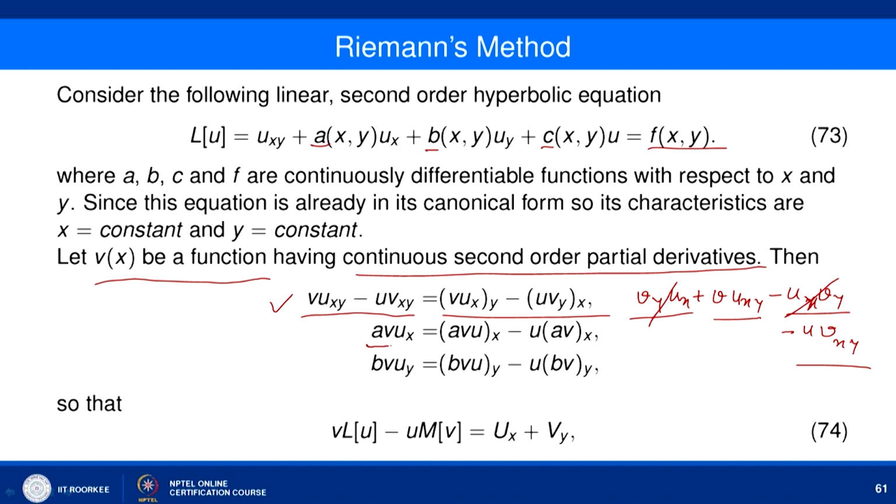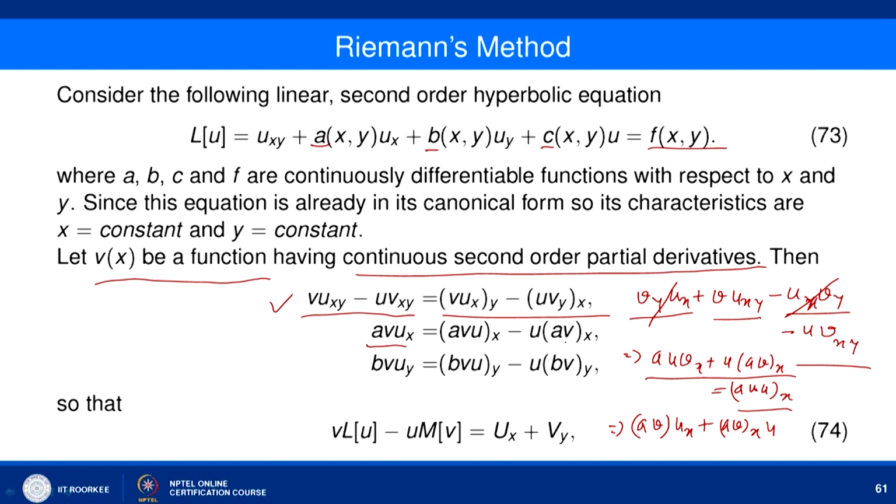Then I can write a v u_x equal to (a v u)_x minus u (a v)_x, or you can say a u v_x plus u a v_x equal to a v u_x. If you simplify this, it is a v u_x plus a v_x u, which is already written here. So, we are writing a v u_x as (a v u)_x minus u times the partial derivative with respect to x of (a v).